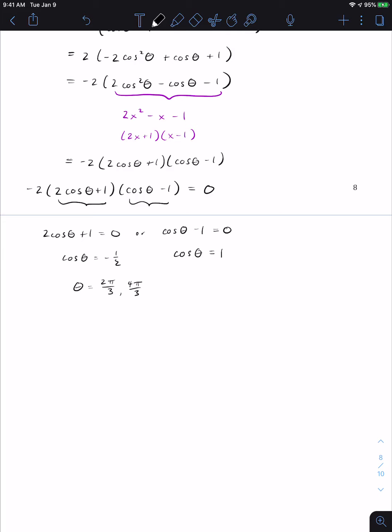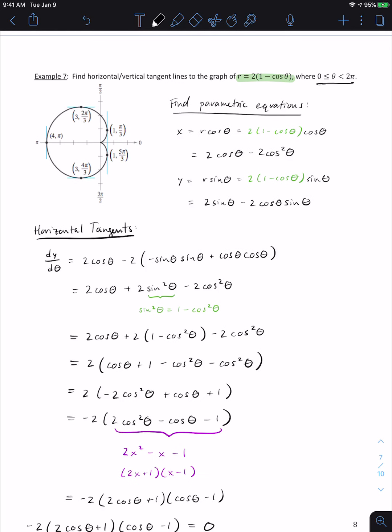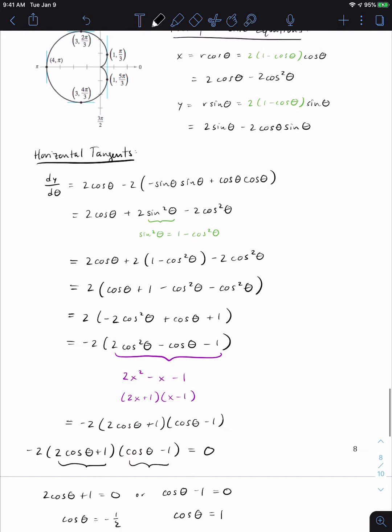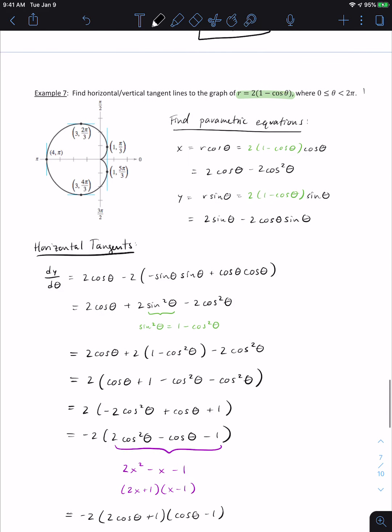And where does cosine equal 1? Well, at 0, right? And remember, why am I picking those values? Because my theta goes between 0 and 2 pi, right? So these two values lie before 2 pi, and my next value where cosine would be equal to 1 would be at 2 pi, but again, I don't include 2 pi because it tells me not to.